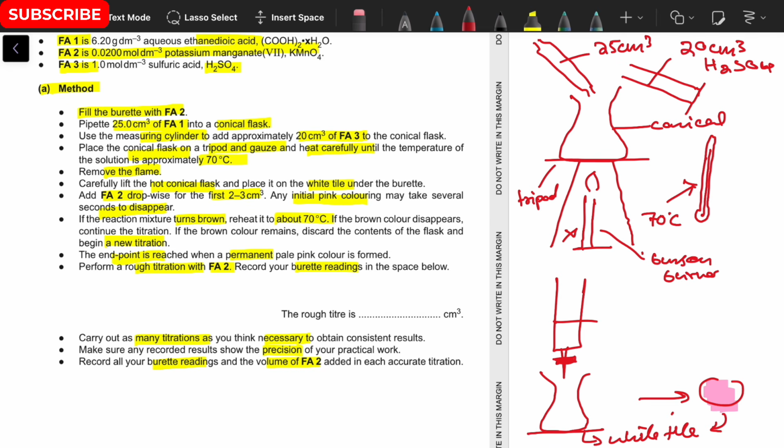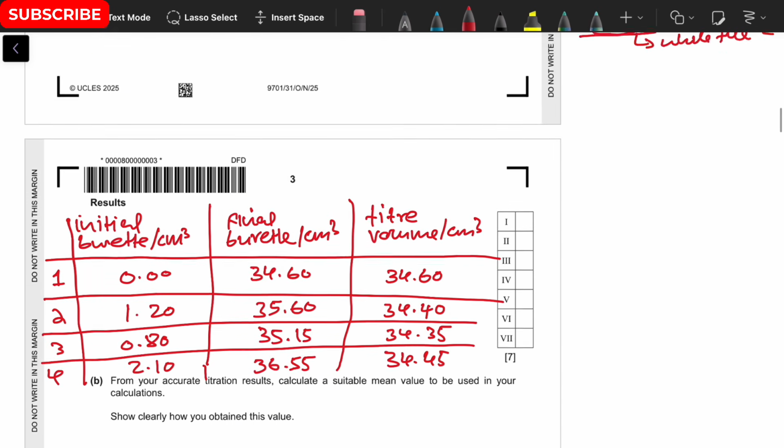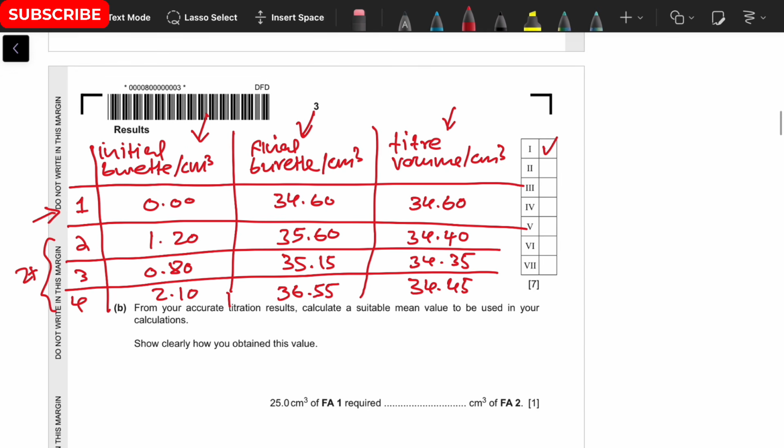So I'm just going to use realistic values. For the rough titer, I'm going to put down that I got 34.6 centimeters cubed. I'm actually going to make this to 2 decimal places. Okay, so I've generated a table of results. We're going to look at what our marks would be for. Our first mark is for having 2 burette readings, an initial and a final, as well as a titer volume for the rough titration, as well as for 2 or more other titrations, okay?